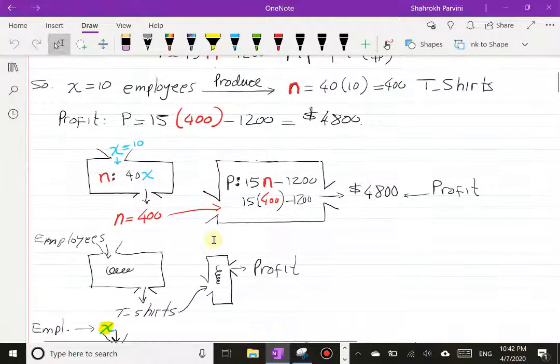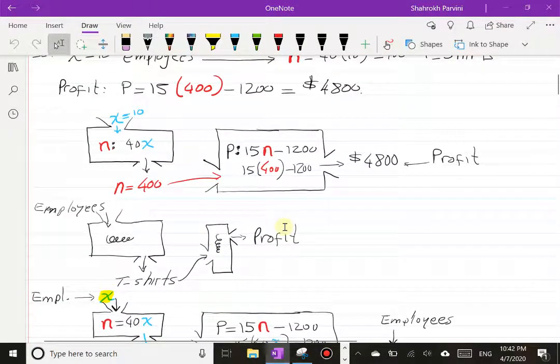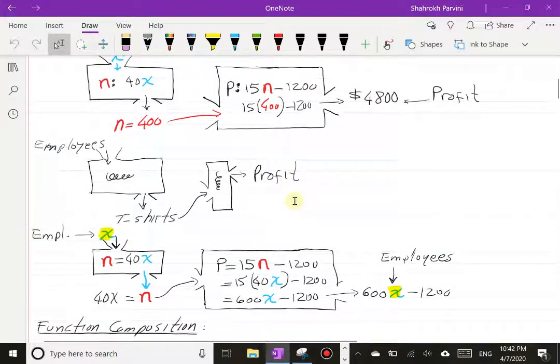Now, in general, this is what's going on with this problem. Through the first function, we feed the number of employees, and this function processes that information and outputs the number of t-shirts. The number of t-shirts go in, and it outputs the profit. Again, pretty simple process. Now, let's take a look at what we just saw with the number of t-shirts. Here's another drawing, so I'm trying to reinforce what I've drawn up here.